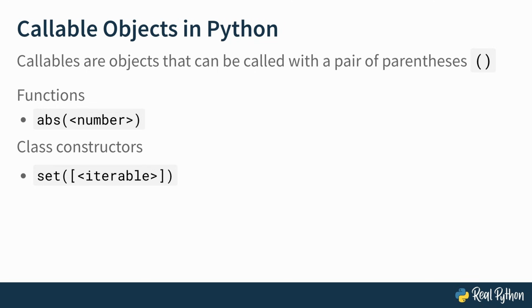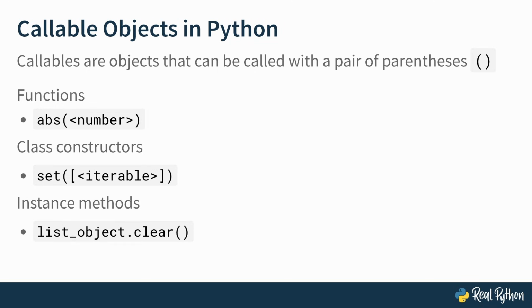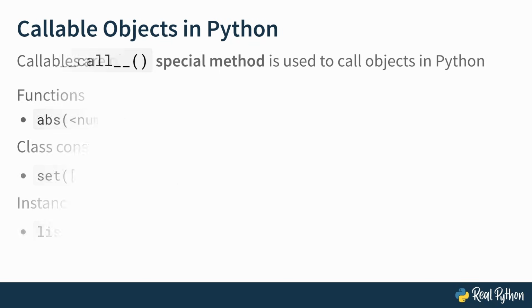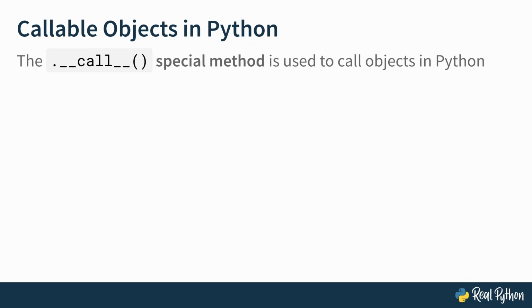And importantly, you can call instance methods. Consider the clear method found on objects of the list class. Calling clear returns nothing. In fact, its purpose is to modify a list object in place, removing all of its items. So as you can see, callables can be super varied, but they all have one thing in common. They use dunder call. Dunder call is the special method that controls callable behavior in Python.